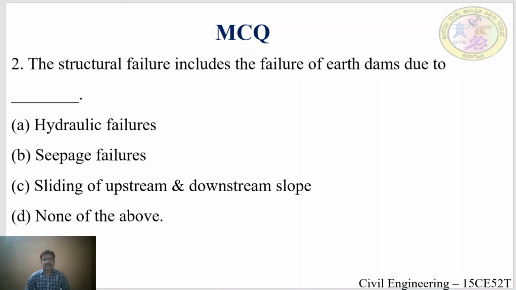Second one. The structural failure includes the failure of earth dams due to: hydraulic failures, seepage failures, sliding of upstream and downstream slope, none of the above. There are various causes of structural failures. Among them, the given one here is sliding of upstream and downstream slope. Yes, that is the correct answer. Structural slope failure answer is C, sliding of upstream and downstream slope.